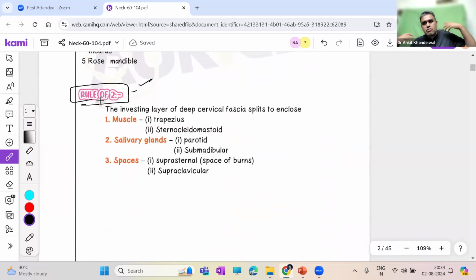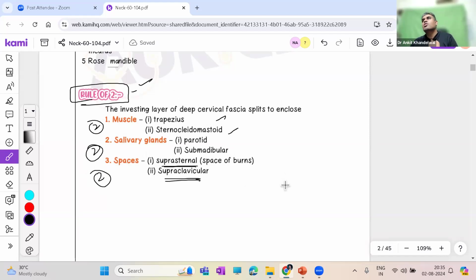Rule of two, this is what you can remember. This is not something very formal, just a mnemonic to help your understanding. The investing layer splits to enclose two muscles, as we discussed. It also encloses two salivary glands, and it also has two spaces: one is the suprasternal space, and one is the supraclavicular space.